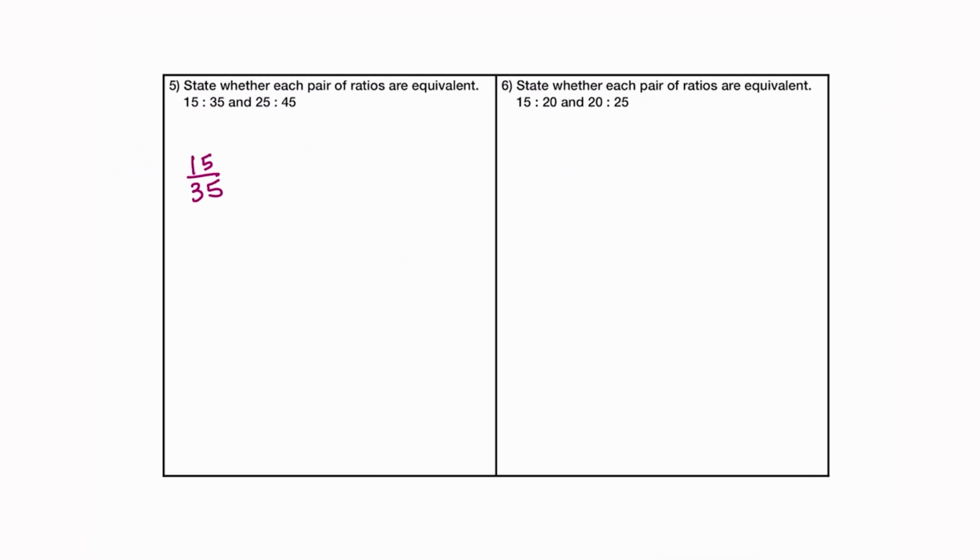15 over 35 and then you have 25 over 45. So let's simplify this further. When we say simplify further, we mean that we'll take the common factors out. We'll have the simplest possible form. So this is 5 times 3 and this is 5 times 7. So that means 5 and 5 are out. So we are left with 3 over 7.